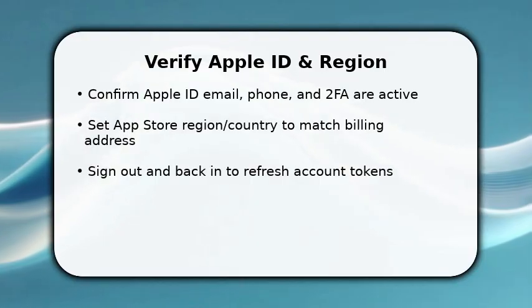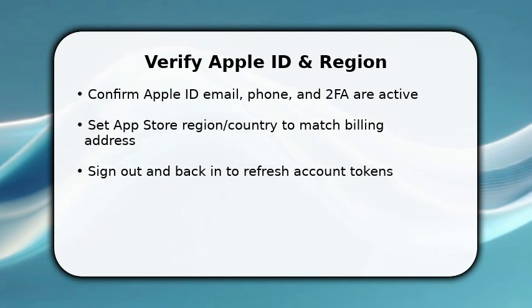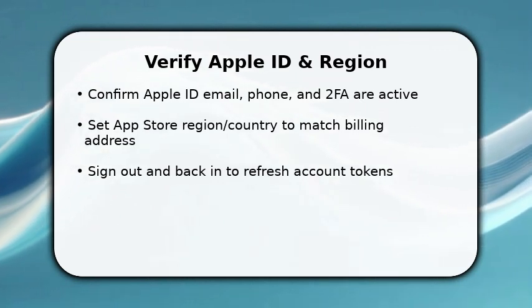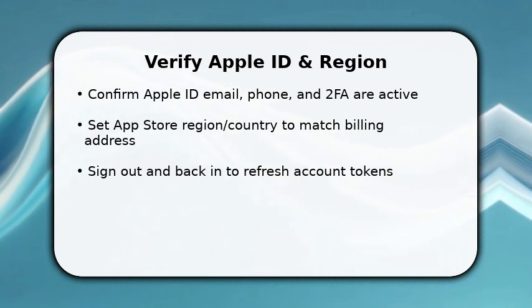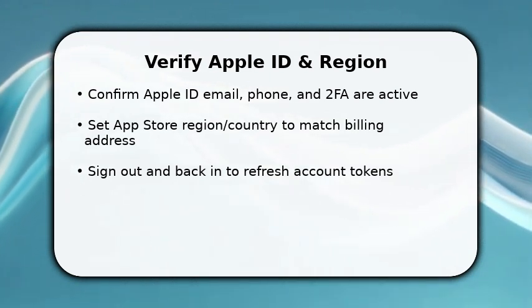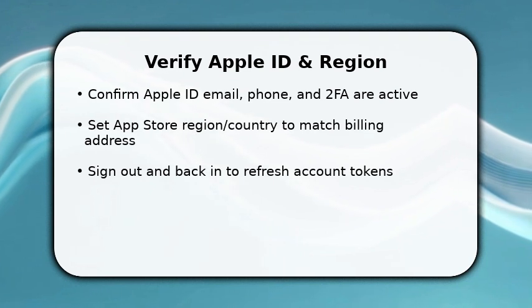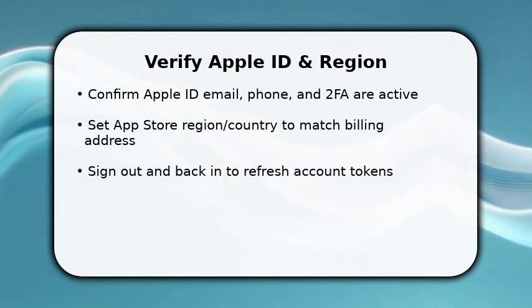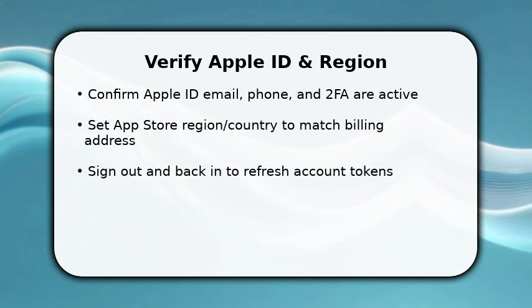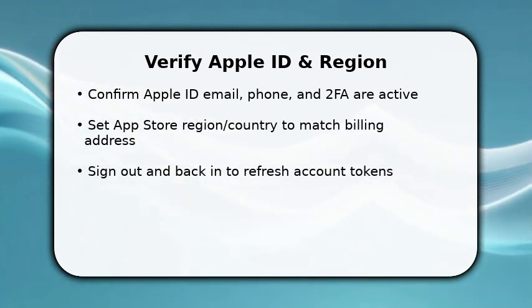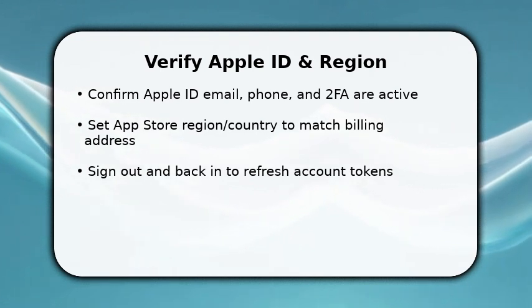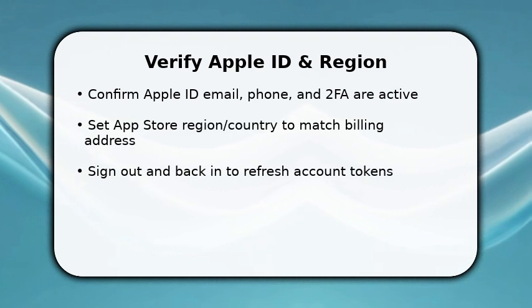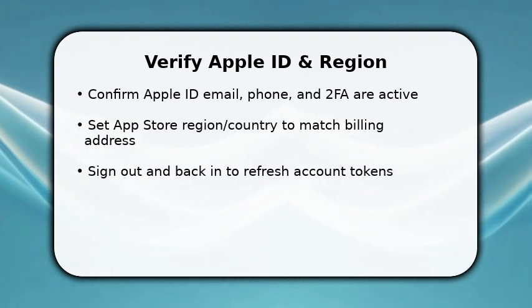You start by confirming the account fundamentals. Check your Apple ID email, phone, and two-factor authentication so the system trusts you. Once done, make sure the App Store region exactly matches the billing address on file. Mismatched countries trigger requests. Sign out of the App Store and sign back in to force token refreshes and restart the device to clear cached credentials. These steps eliminate most false billing prompts and prepare you for the concrete payment fix coming next.